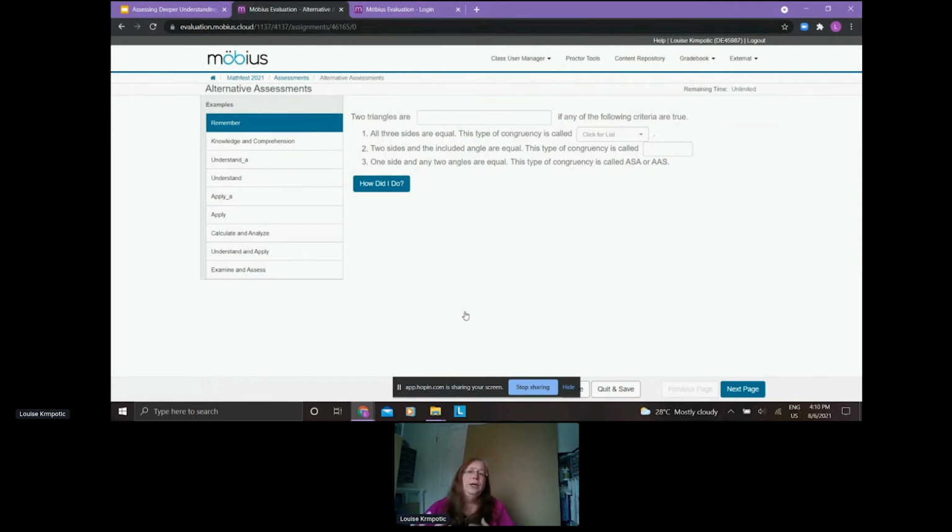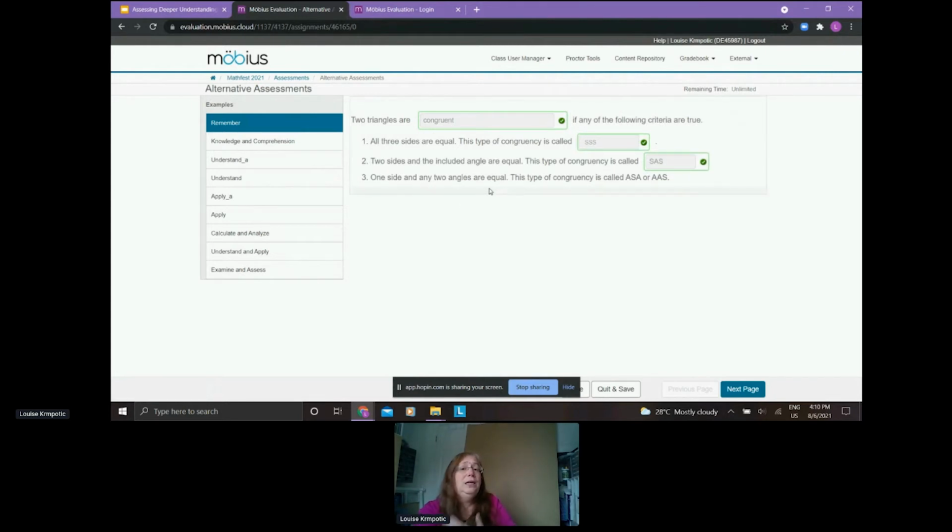So this question would be your typical remember question, your factual type questions. Two triangles are what, if any of the following criteria are true. So here, hoping that the student remembers the word congruent, if all three sides are equal. The student can type something in, or they can use a drop-down list. So your basic sort of questions. With all of the questions here that I've created, you have the ability to click and see how you did in that particular question.